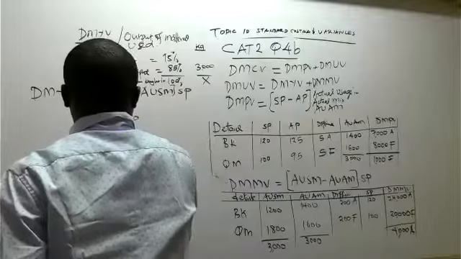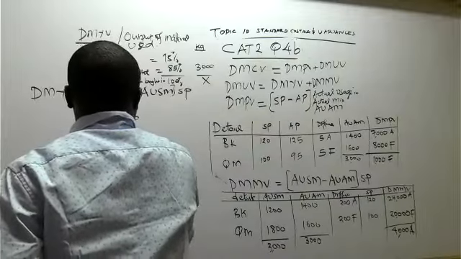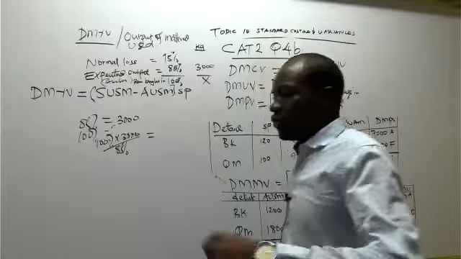Anything less than 3,000, that is 0. Weka 0 hapo ndio tuendelee.